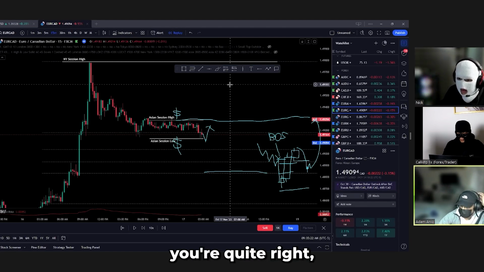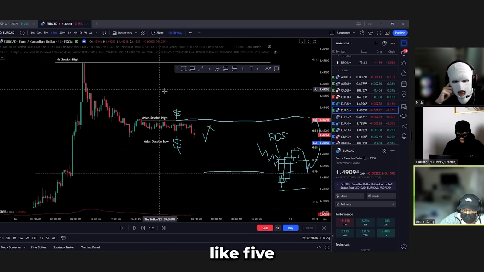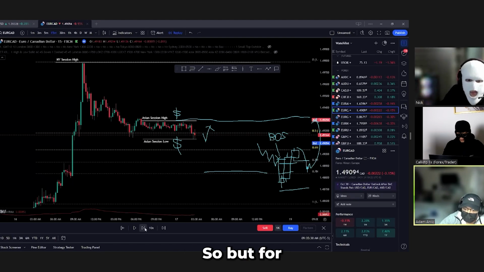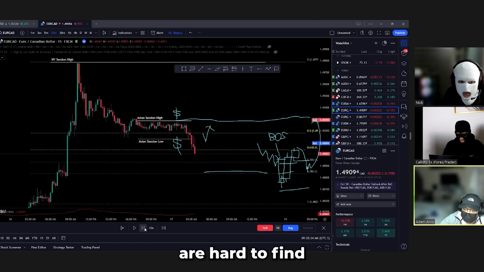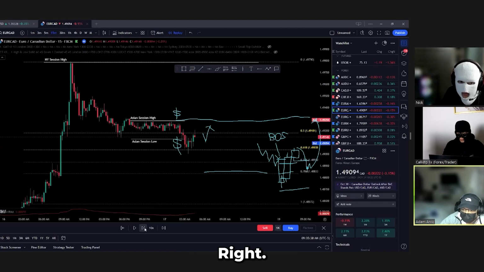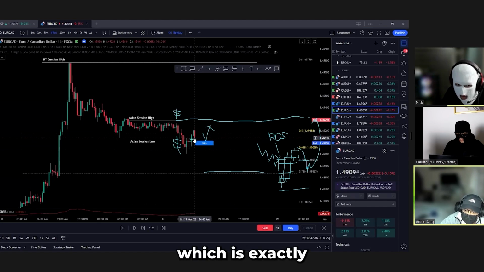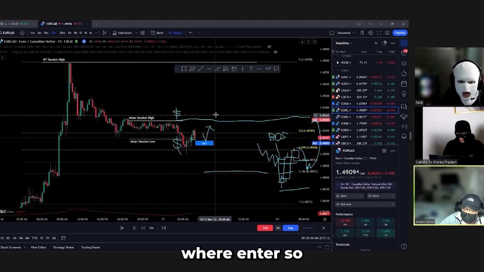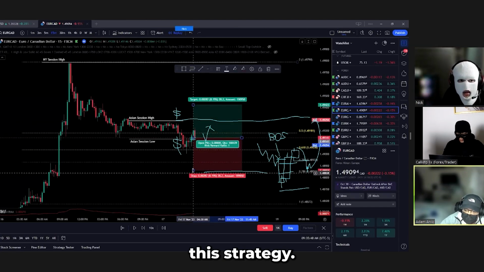Yeah, I mean, you're quite right. I rarely go into the lower time frames, basically 5, 3, or 1. But for this one, 15-minute fair value gaps are quite hard to find on this kind of setup, right? However, there was one here, a fair value gap here, which is exactly where I entered. But it's quite rare to find a 15-minute fair value gap when using this strategy, like you said.